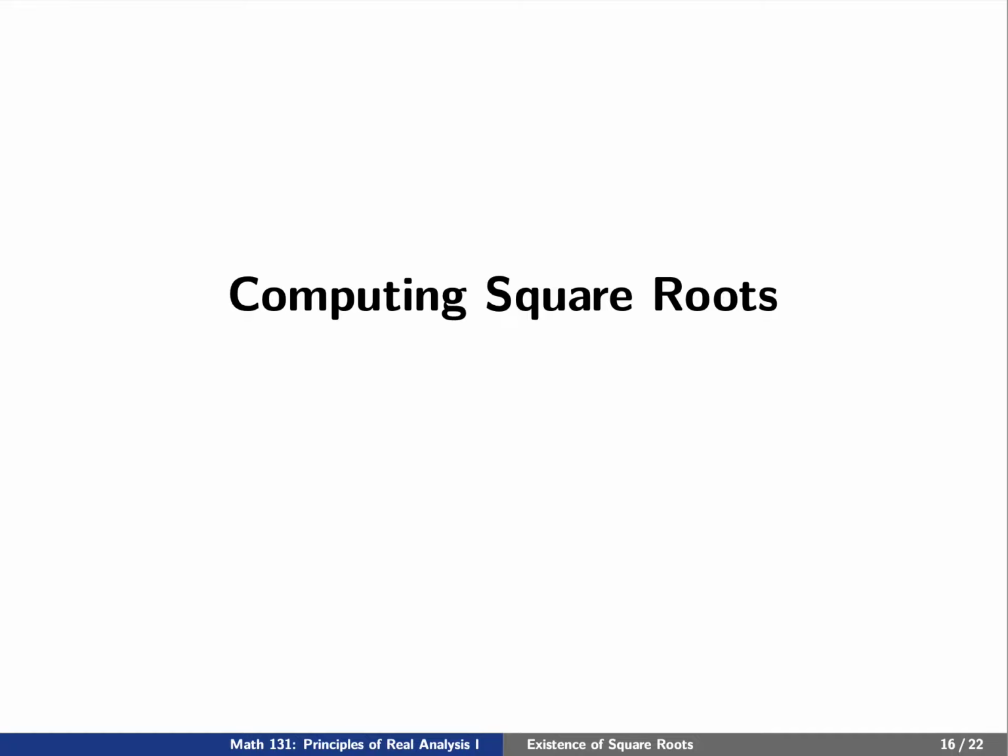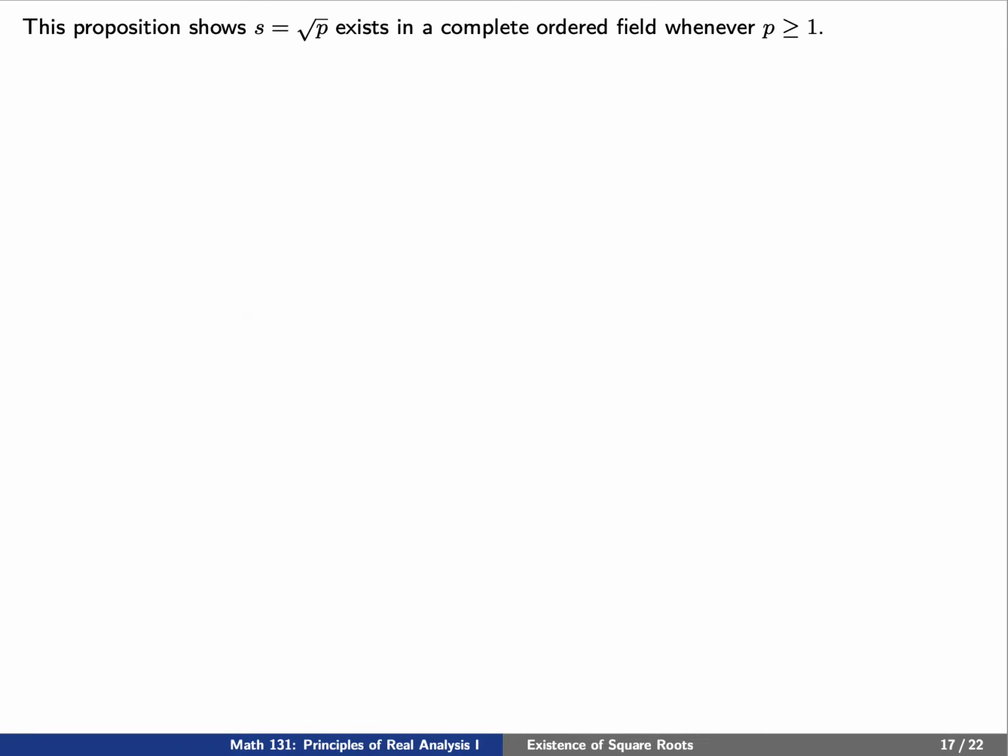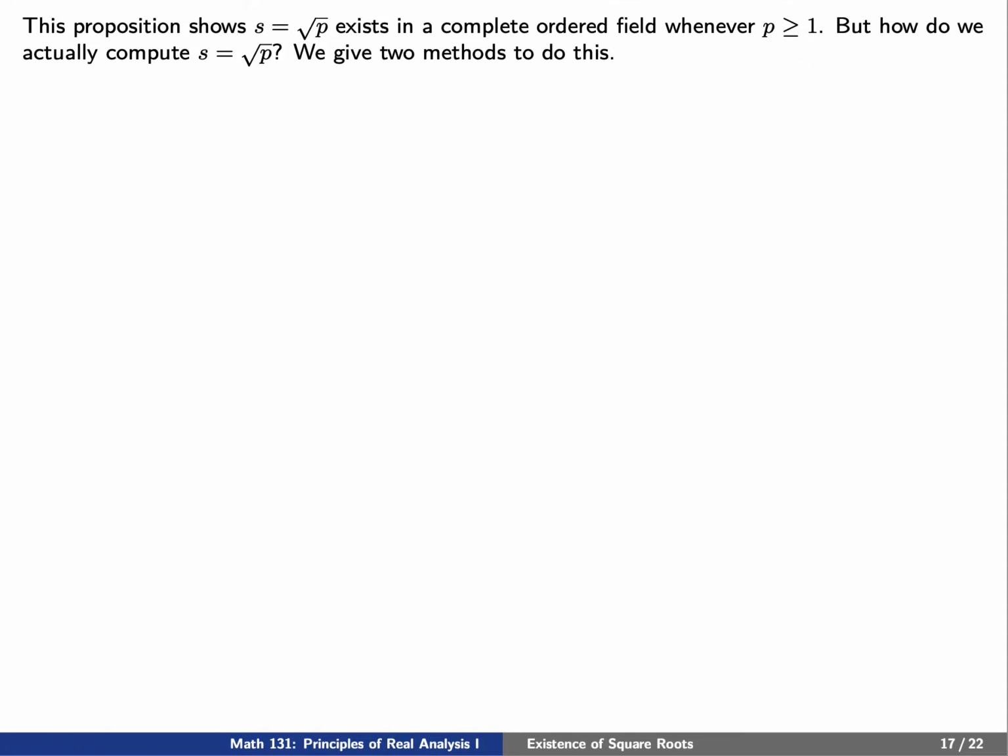Now let's end by discussing what happens if we actually wanted to find specific numerical values. The proposition just shows that our least upper bound for this set must be the square root of p whenever p is greater than or equal to 1. But how do we actually compute the square root? Let's give two different methods to do this.